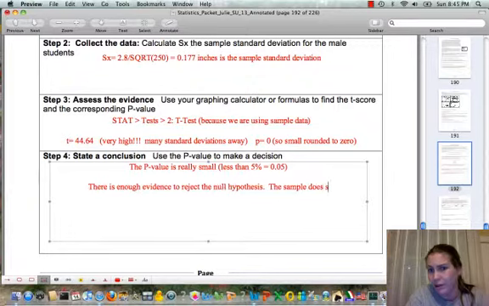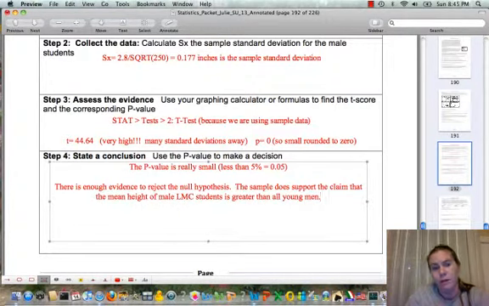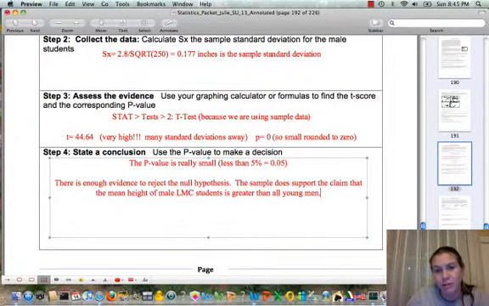The sample does support the claim that the mean height of male LMC students is greater than all young men. So this is a small p-value, so we can go ahead and reject the null hypothesis and go with this alternative hypothesis. So to recap, this was the one sample t-test, and our one sample here was these male LMC students.